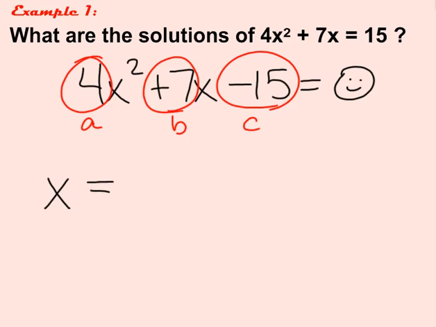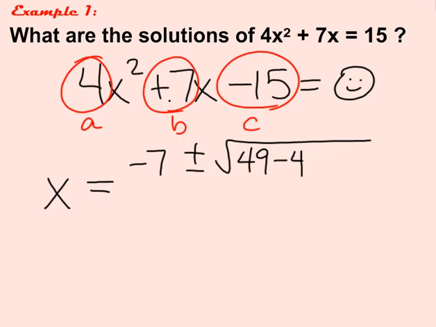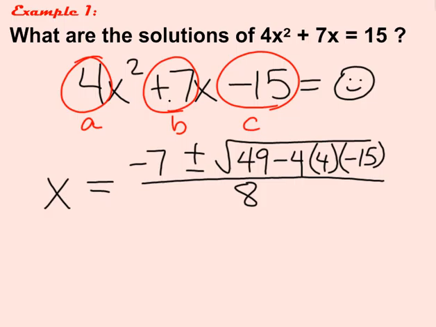x is equal to negative b. Well, b is 7, so negative b is negative 7, plus or minus the square root. Then we have b squared minus 4ac. b squared would be 49, minus 4 times a, which is 4, times c, which is negative 15. All that goes over 2a. 2a would be 8. It's best to just do that mentally or knock it out right away instead of actually writing 2 times 4.